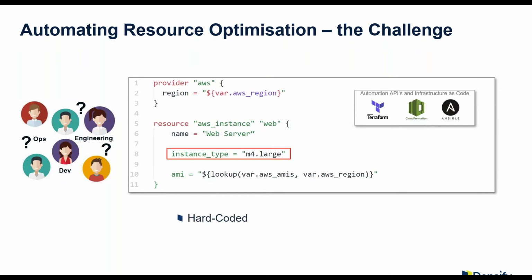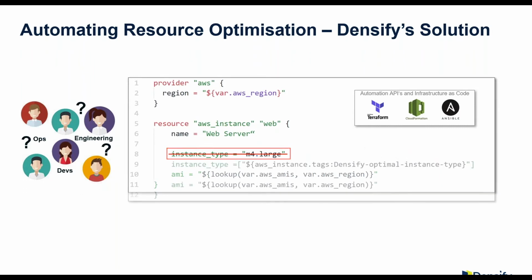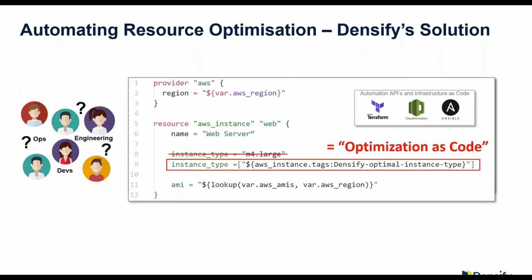So it's hard coded. And where do these hard coded entries come from? They come from educated guesses. They come from, well, this is the way we've always done it. But we know that the same resource allocation is not the best fit for all workload types. So typically it's suboptimal, and it creates a huge problem at scale, because the more times you run this Terraform, the more you're purchasing the wrong infrastructure type. You're purchasing as code. So what we're doing is replacing this purchasing as code with optimization as code.